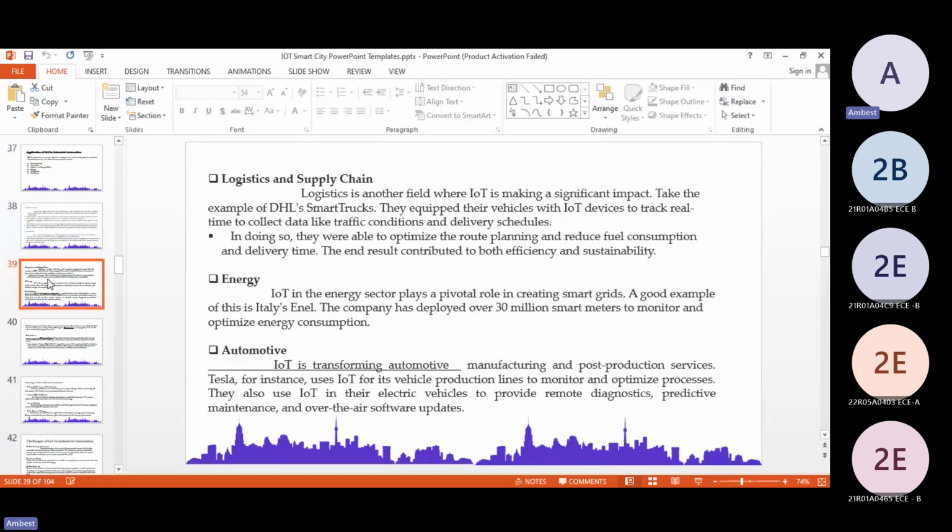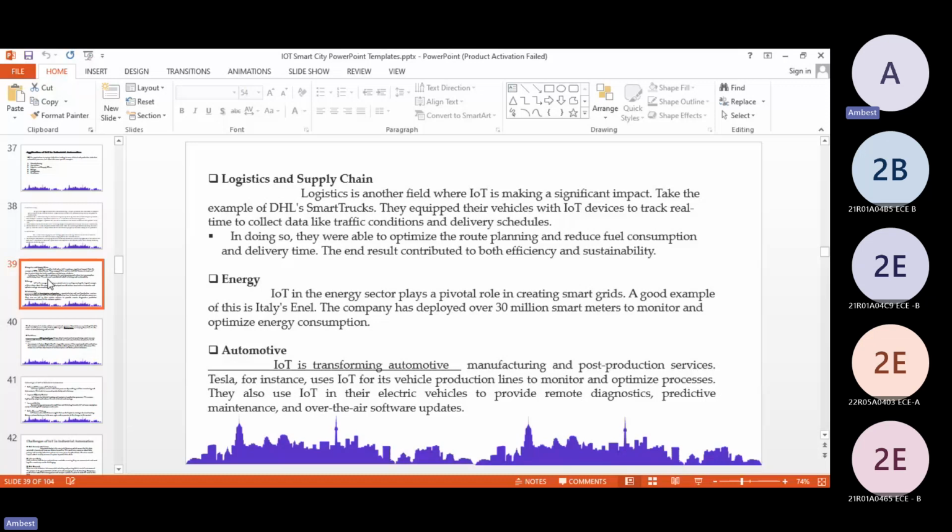By these, they're going to optimize the route planning, reduce fuel consumption, and improve the delivery time. At the end of that, the result could contribute to both efficiency and sustainability. The next thing was energy.